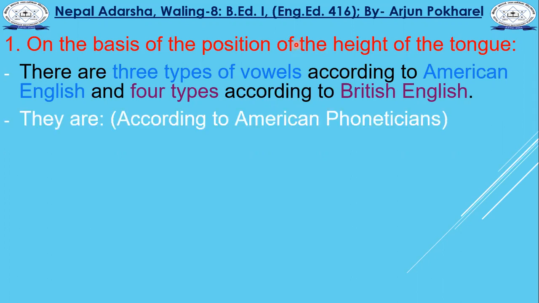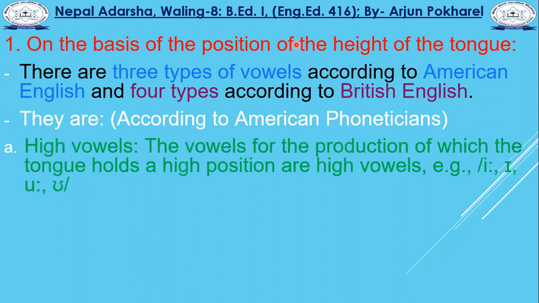According to American phoneticians, first, A is high vowels. On the basis of the height of the tongue, the vowels for the production of which the tongue holds a high position. If the tongue takes its position as high as possible for the production of the vowel sounds, then they are known as what?